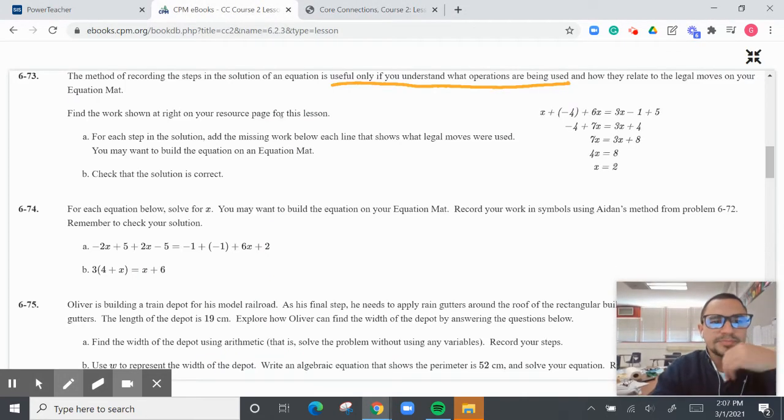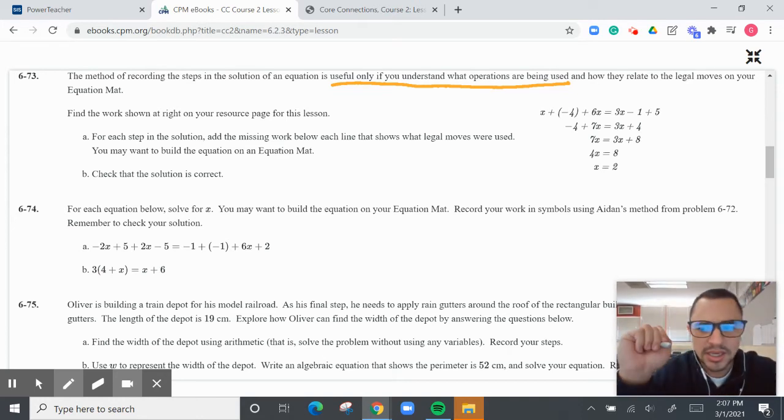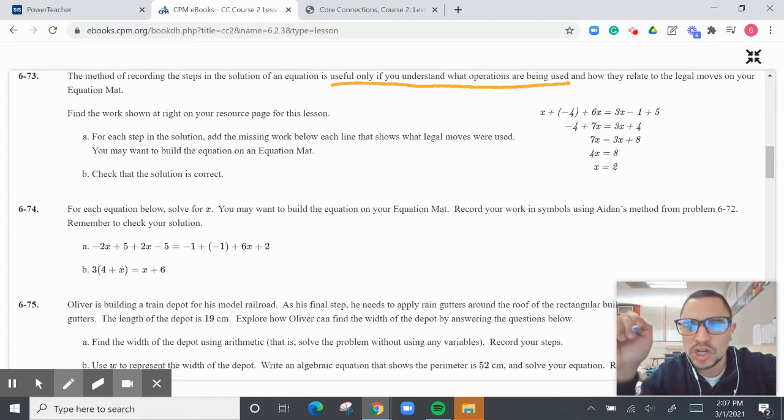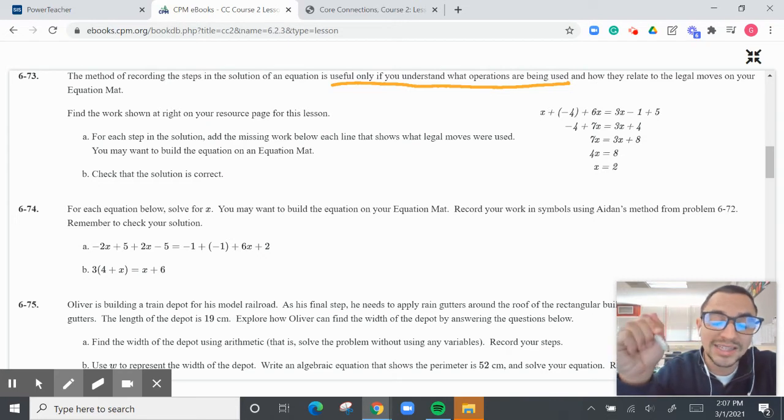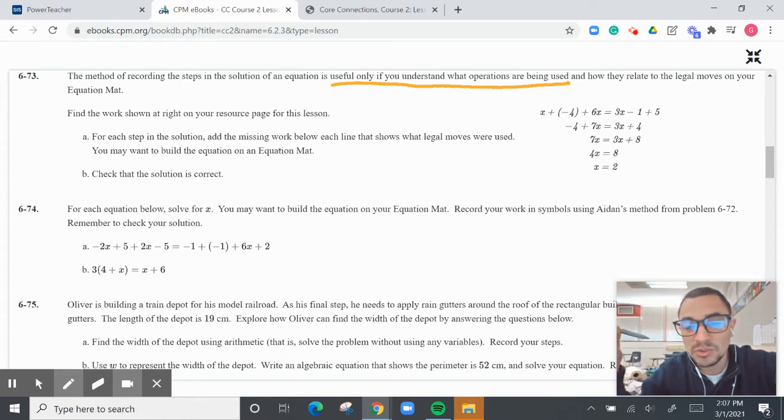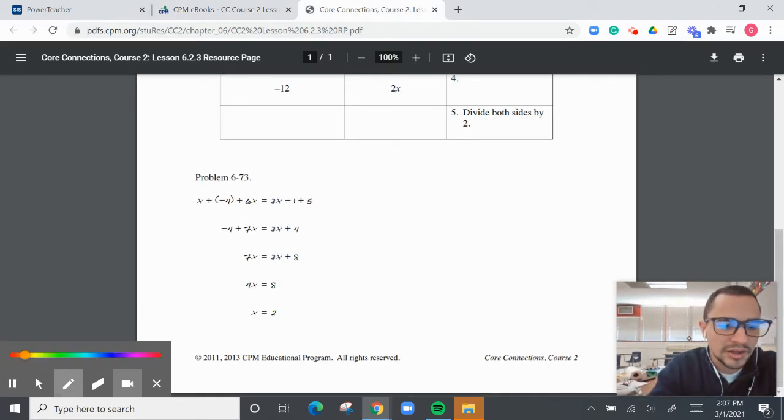So here it says, for each step in the solution, add the missing work below each line to show what the move is. And this is what I actually see on some of your work. We're not showing the work that we're doing. You're assuming that I know it. And I want to see it, because if you happen to mess up and you show your work, at least I know if you are doing the right thing or not, instead of just getting it right or not. I mean, obviously you want to get it right, but if you don't get it right, you need a backup plan. And that backup plan is to show your work. And if you get the answer wrong, but you show correct work, you still get points. All right, that's what I want you to know.